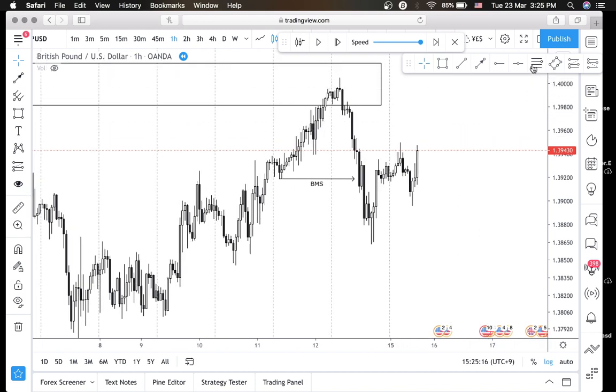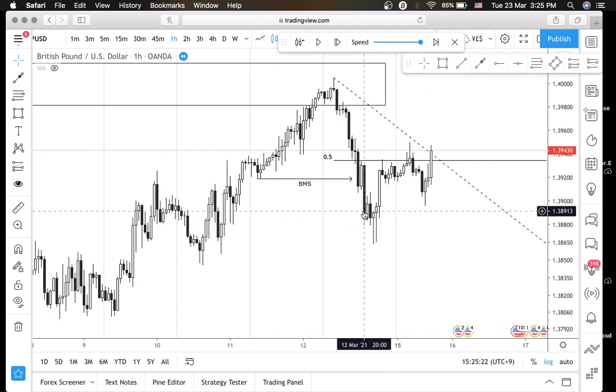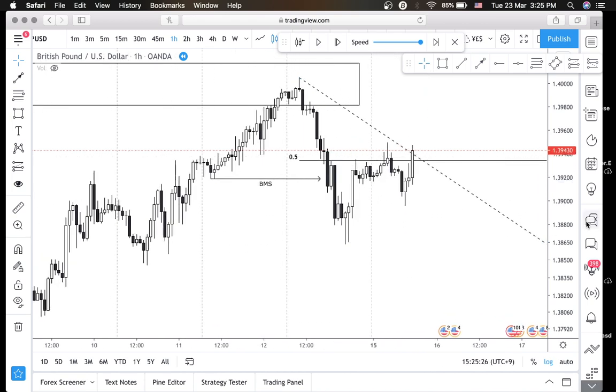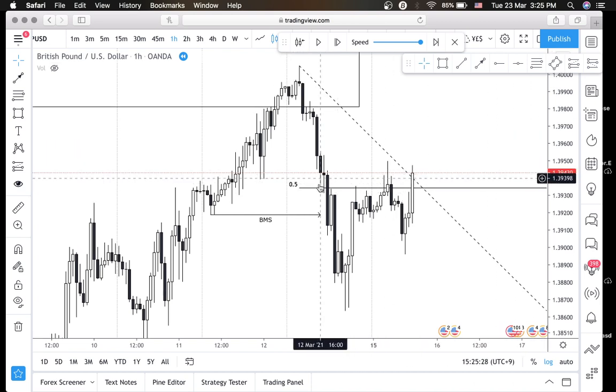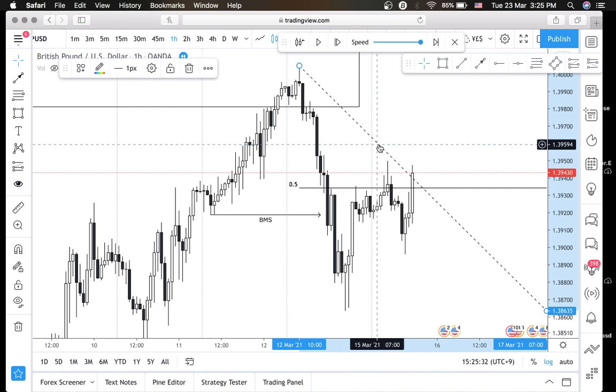But one of the main things is premium and discount, right? So I just pull a fib from the range high to the range low. And I'm going to ignore this one. It's too low in the range. I'm going to ignore this one as well. So my only points of interest for sells are this order block, this one, and this one, right? So I have those 3 POIs for my sells.